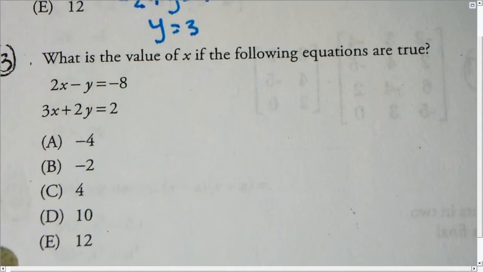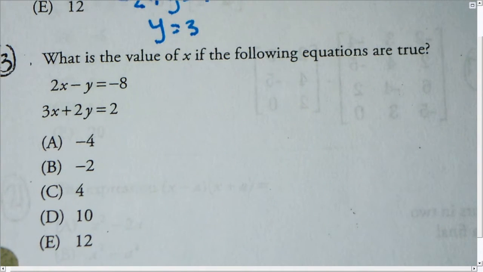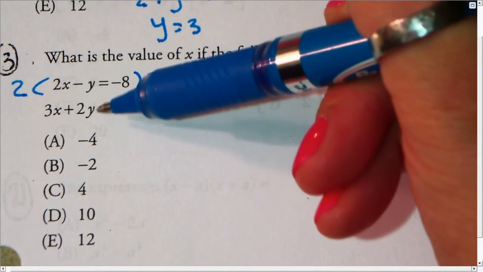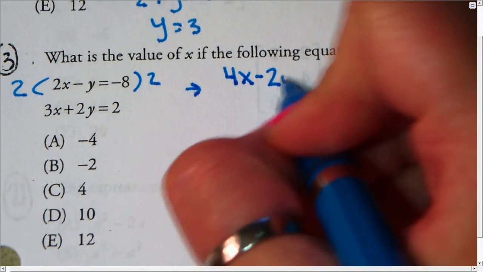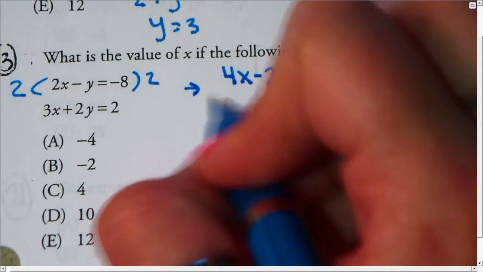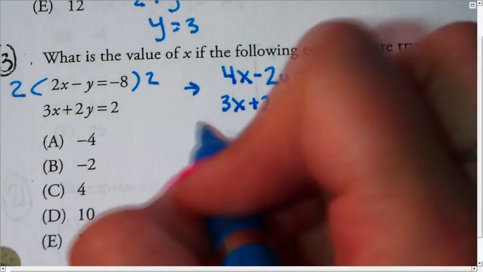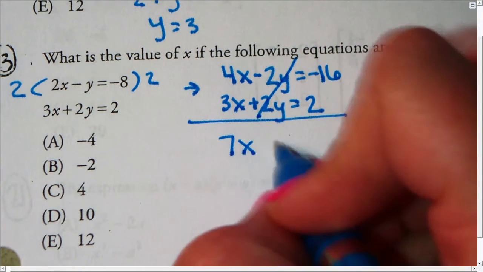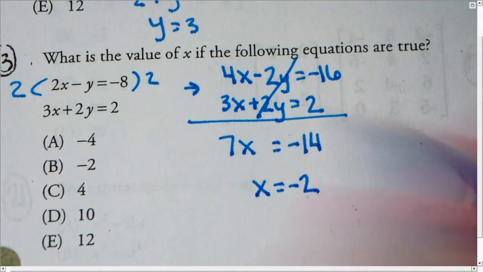On number 3, it wants to know the value of x. So our goal here, when it wants to know just the value of x, is to kick out y immediately. So I'm going to multiply the top by 2, so the y values will cancel because I already have a negative. I'll rewrite that here: 4x minus 2y equals negative 16. Bring down 3x plus 2y equals 2. Add down: 7x, y's cancel, equals negative 14. So x is negative 2, which is option B.